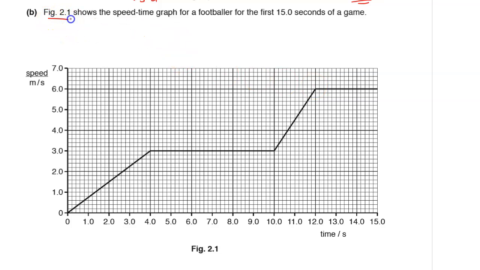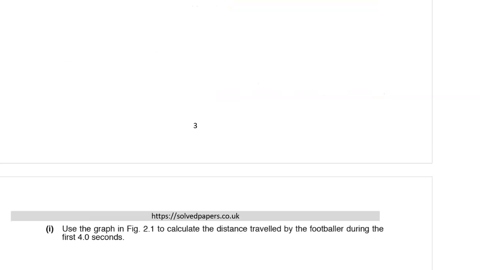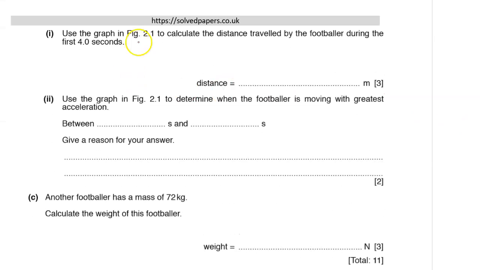In fig 2.1, this figure here shows the speed-time graph for a footballer for the first 15 seconds of the game. He increases speed, speed stays constant. He accelerates again, speed stays constant, right? So part one: use the graph in fig 2.1 to calculate the distance traveled by the footballer during the first 4 seconds. Distance traveled by this footballer.